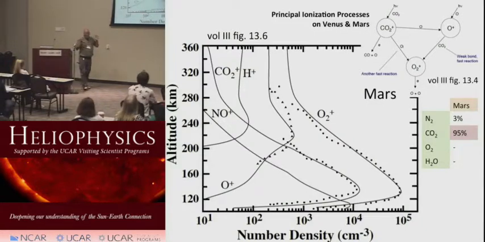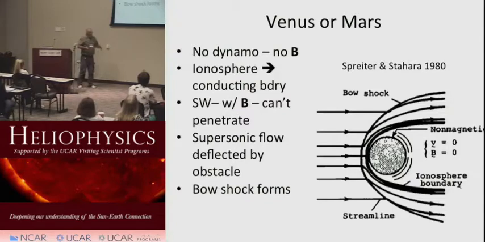But both of those planets have neutral atmospheres that create ionospheres. I'm not going to go into the ionospheres of the giant planets because I want to move on to discussing what happens when the solar wind, which we talked about yesterday at length, comes in contact with Mars or Venus. Simple cases because they don't have magnetic fields, but they do have this ionosphere. It's an electrically conducting layer.